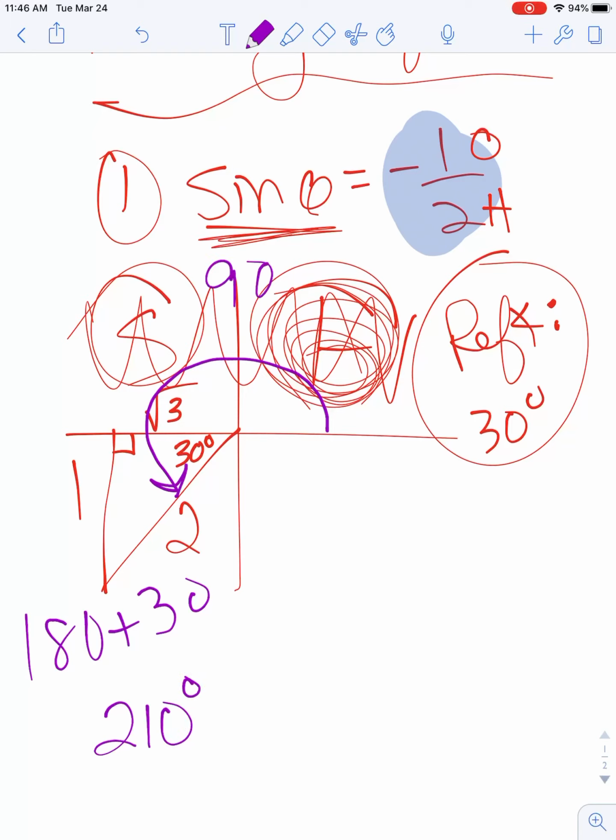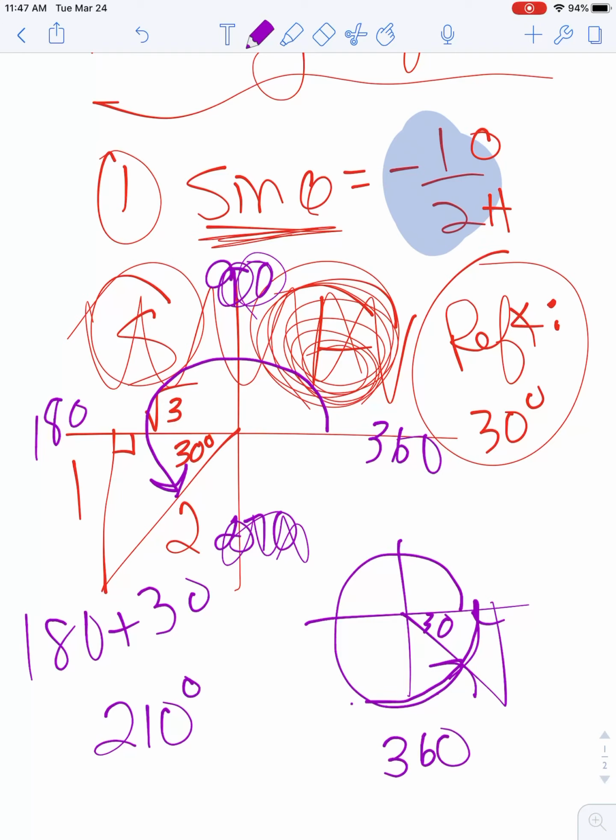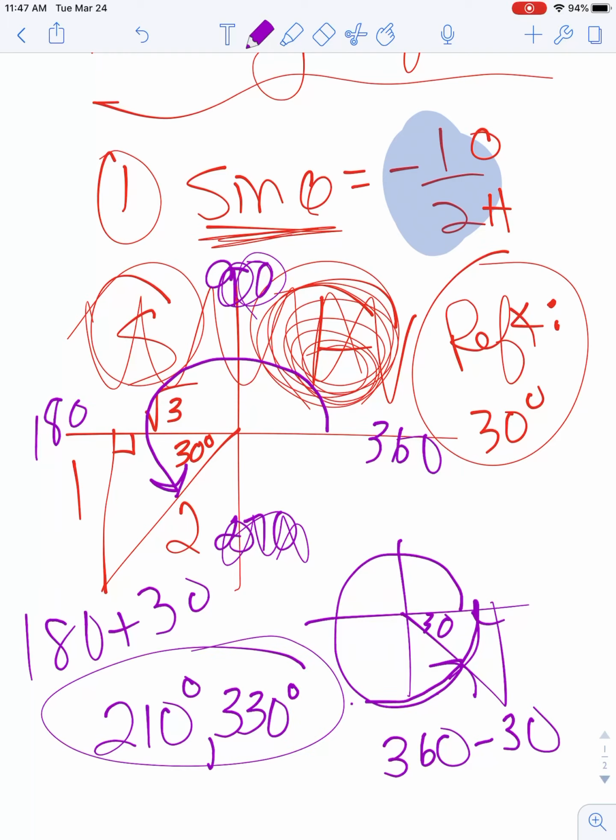Remember, never use 90, never use 270 when you're finding these angles. You're either going to use 360 or you're going to add or subtract from 180. Now in the fourth quadrant, if I just redraw another picture real quick, here's my 30. I'm going to go all the way to here. I'm not quite all the way to 360, I'm less. So I'm 360 minus 30. Do not use 270. So my two answers are 210 and 330. Reference angle was 30, but I have to be in the third and fourth quadrant.